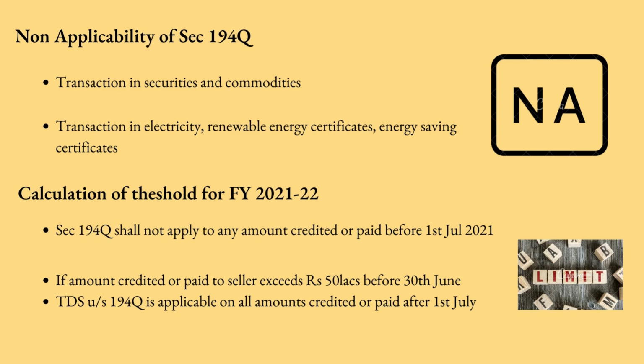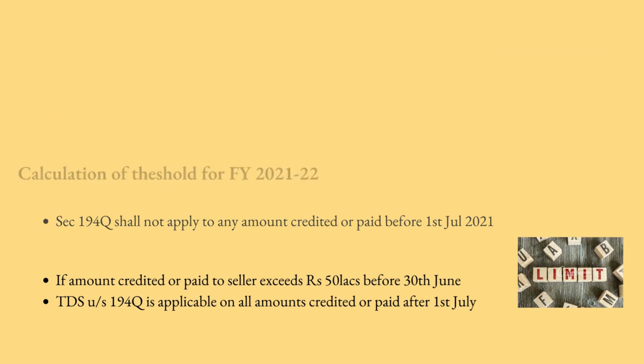That is, if you made a payment to your seller or if you made purchases before 30th June, that shall not be taken into account. TDS under Section 194Q shall apply on all credit or payment during the previous year only on or after 1st July 2021.